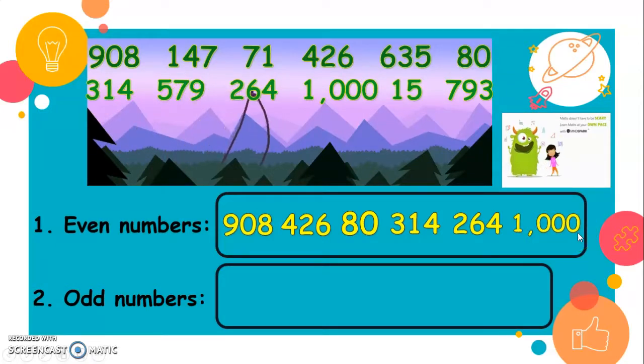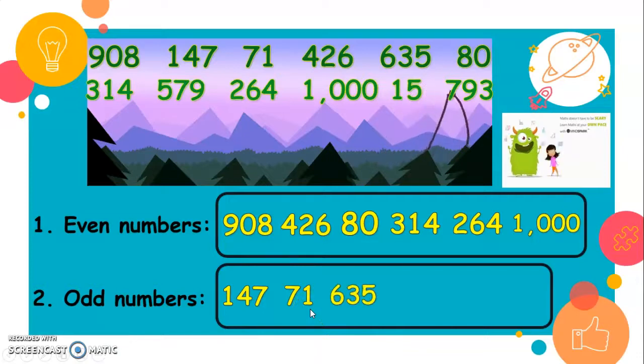Now how about odd numbers? If you remember from what we have studied, odd numbers are the ones that have the numbers in the ones place 1, 3, 5, 7, and 9. The first odd number is 147. This has number 7 in the ones place. The next is 71. This has number 1 in the ones place.